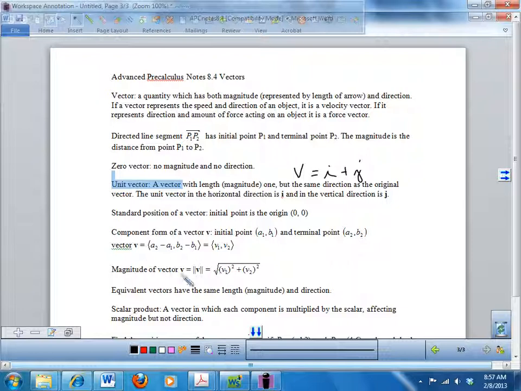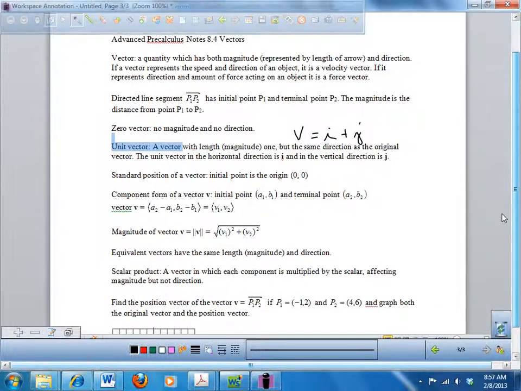The magnitude of a vector is just like we've been doing. It's like the radius that we've been finding in polar coordinates. It's just the distance from one endpoint to the other endpoint. And that's the way you find it. Basically, this is like the square root of x squared plus y squared. It's just like the Pythagorean theorem.